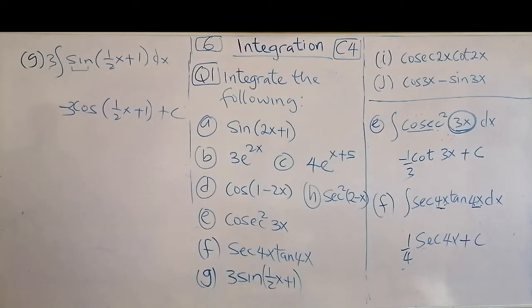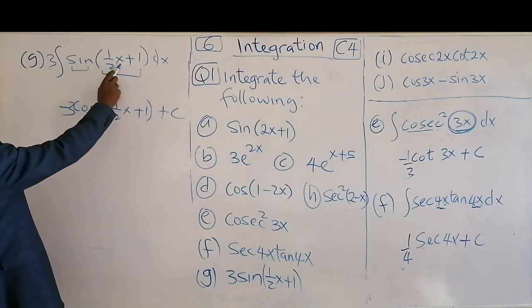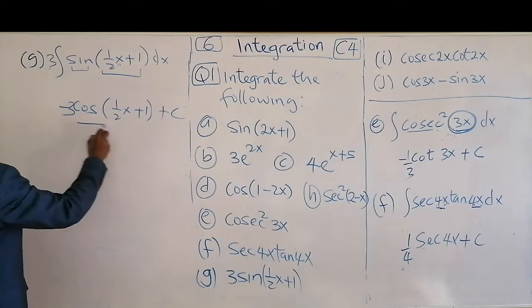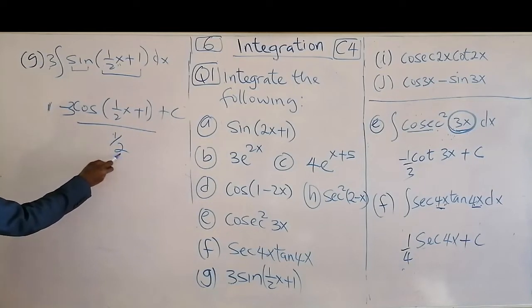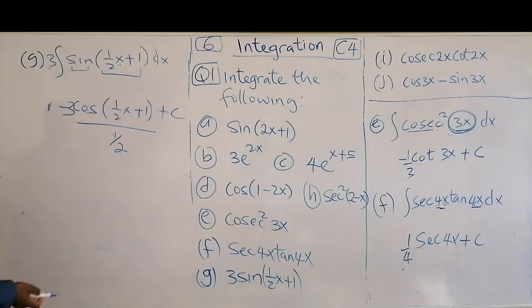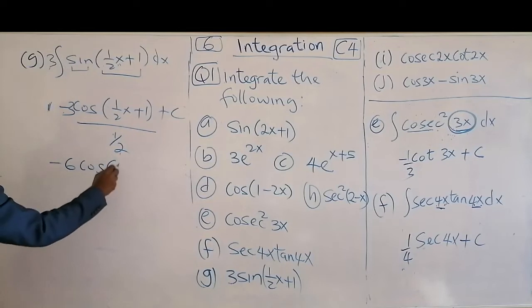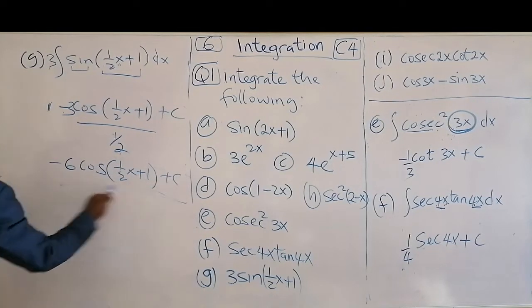Okay? Then again, there is your function here. Check it. Is there an attachment to the function? Yes. The attachment is what? 1 over 2. Over 1 over 2. Okay? And don't forget, there is 1 here. So when you reciprocate 1 over 2, it will change to 2. So it's going to be minus 6. That's 3 times 2. Minus 6 cos of 1 over 2x plus 1. So that's your answer.